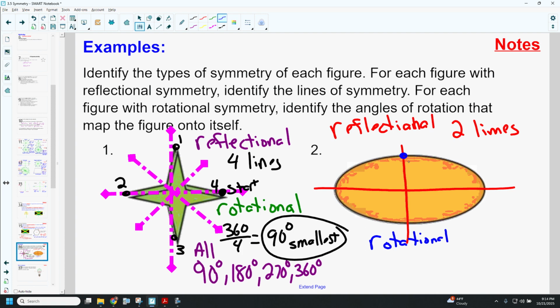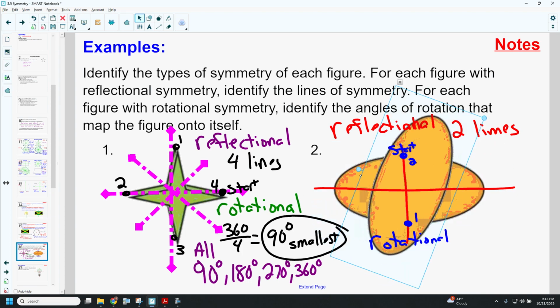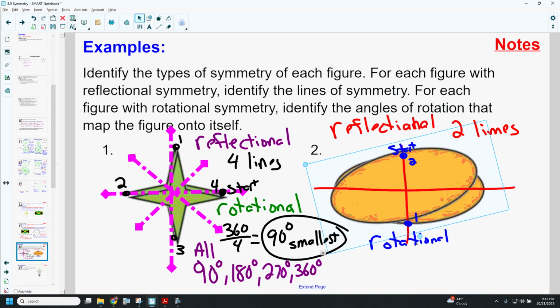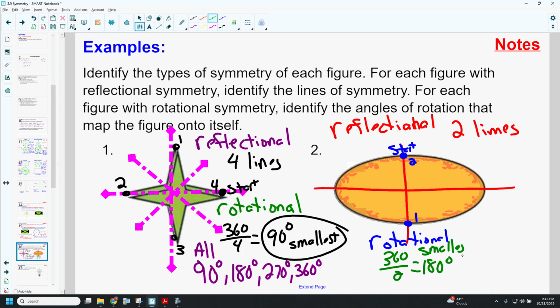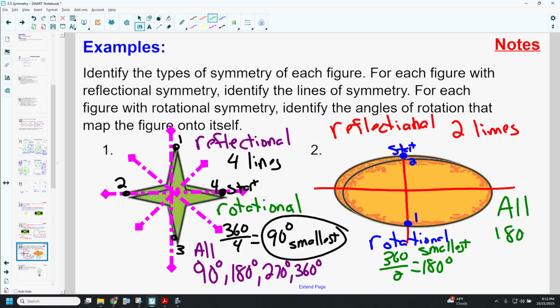If I pick a point, if I pick this point at the top, I can turn it. So if I start here, there's my turn. There once and twice to get back to where I started. So to find my smallest angle, take 360 and divide by 2. My smallest angle is 180 degrees. If I want to list them all, it'd be 180, and I'd also list 360 because that gets me back to where I started.